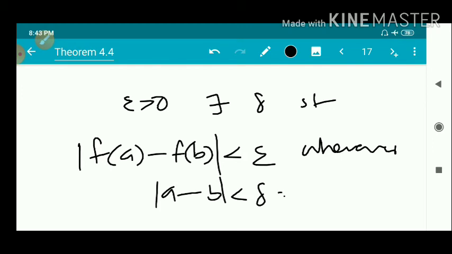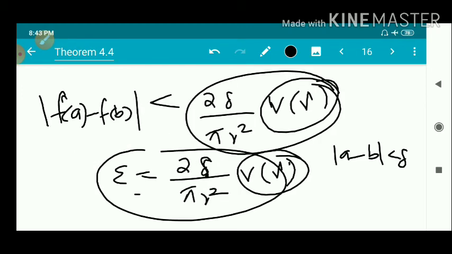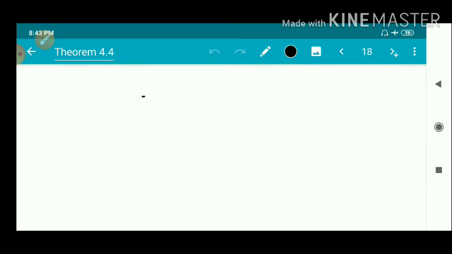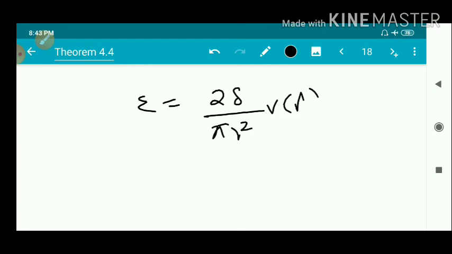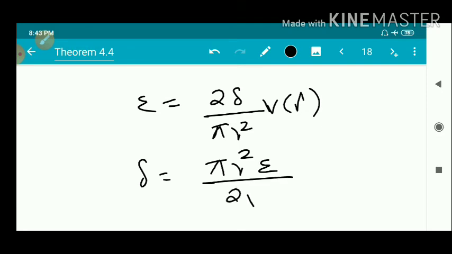And this delta can be written as follows. This is epsilon, so we can find the delta from this. We have epsilon equal to 2 delta divided by pi r square into v of gamma. So delta equal to pi r square epsilon divided by 2 v of gamma.